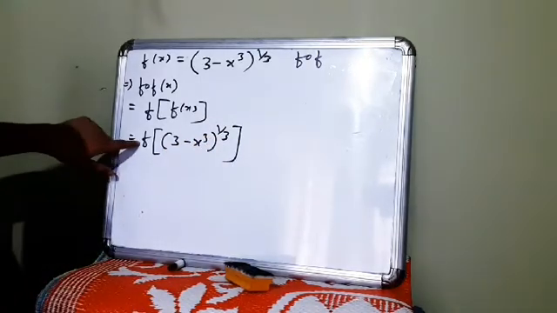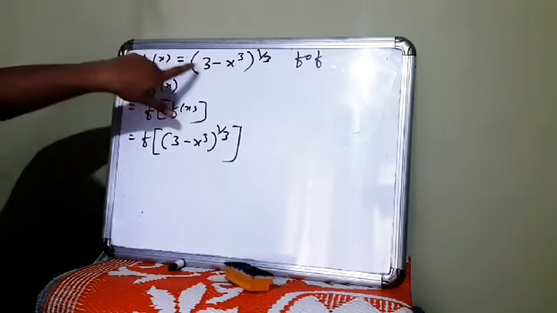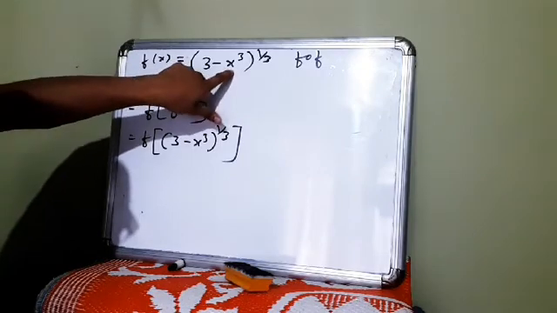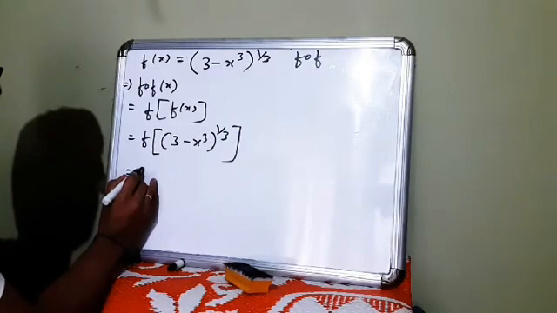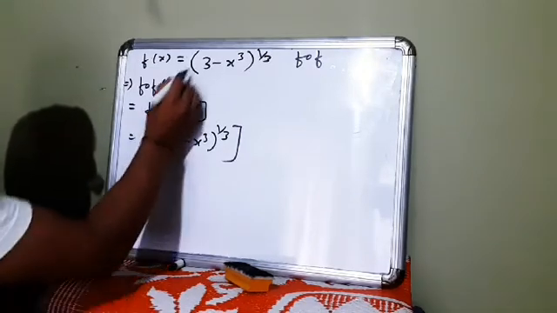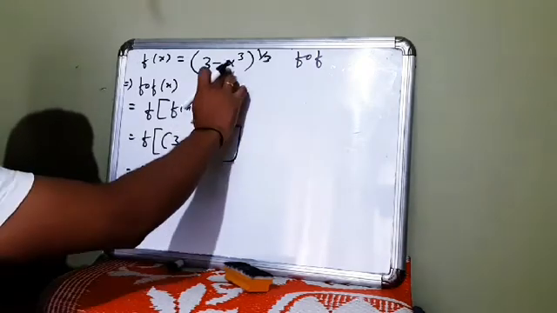Outside again, which function? f function. Means what? In the f of x function, wherever x is present, in the place of x we have to put this whole value. So in this example, you have to be very careful. Now see, I'm going to write it. So here, 3 minus x cube.